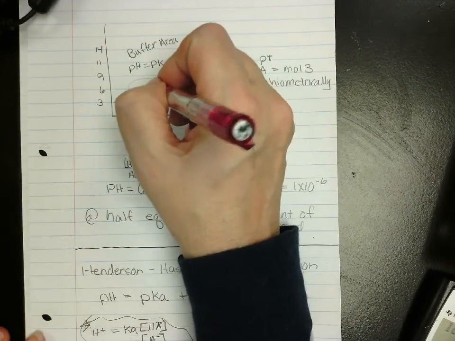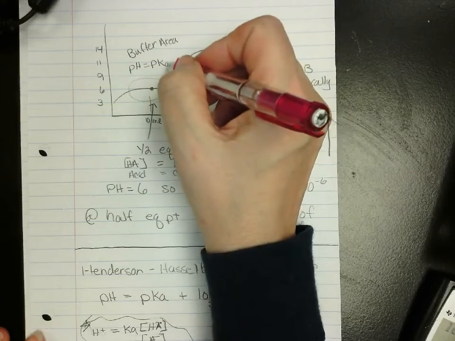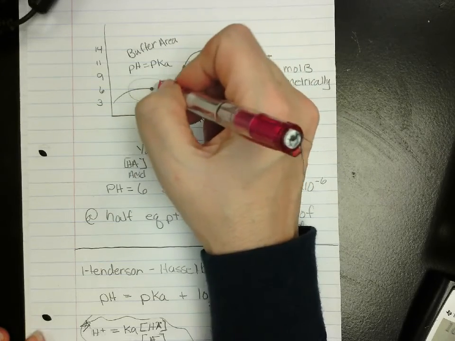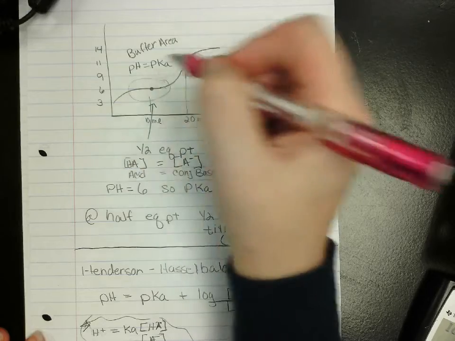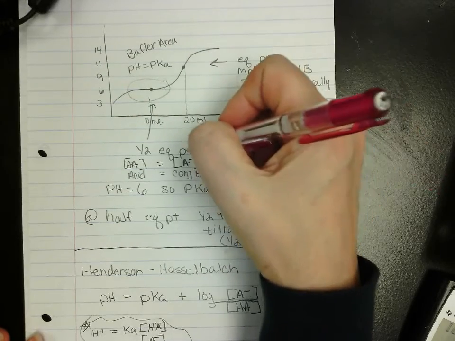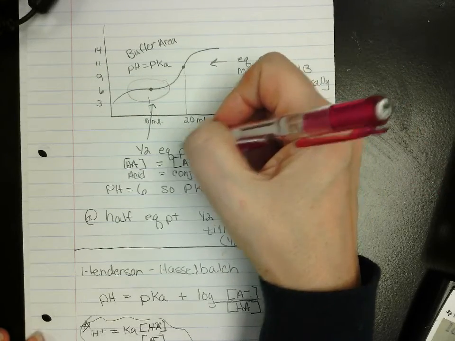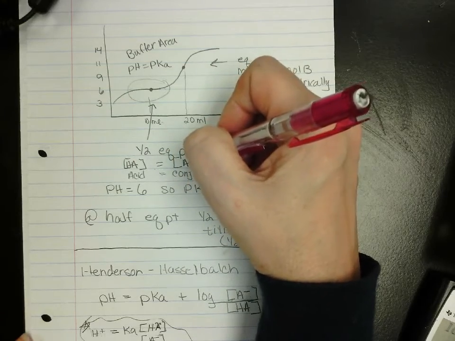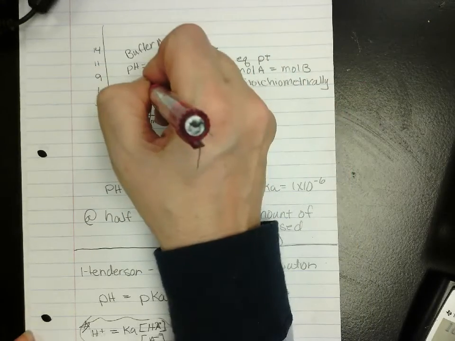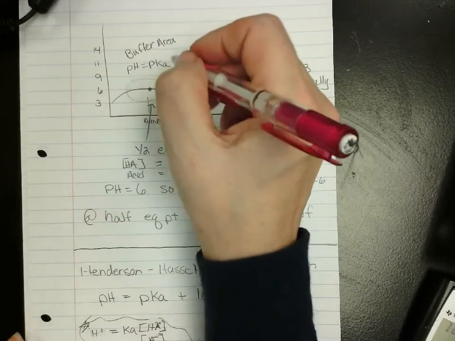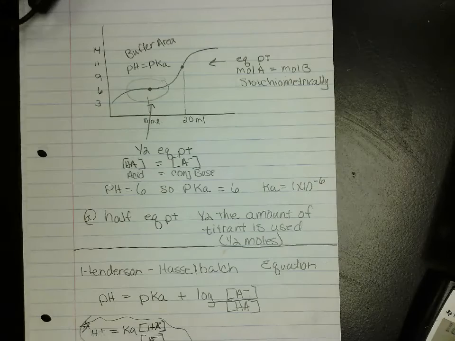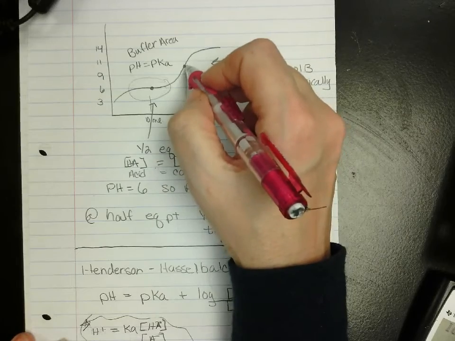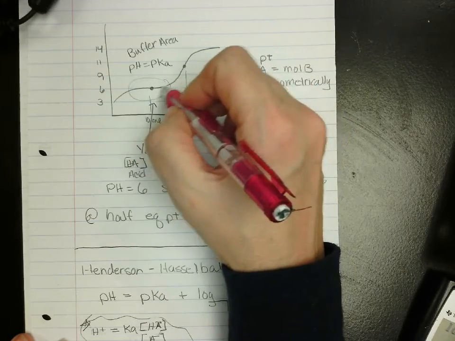So if I didn't know my pKa, I can just find this buffer area, and right in the middle of it is when my concentrations are equal. It's called the half equivalence point, where HA equals A-. Okay, that's my half equivalence point, and I can go over and see this is a pH of 6, which means my pKa is also 6. And they call it the half equivalence point because it's halfway to the equivalence point.